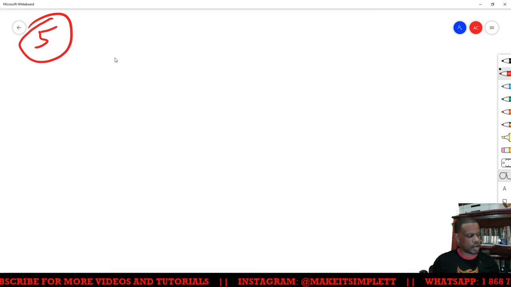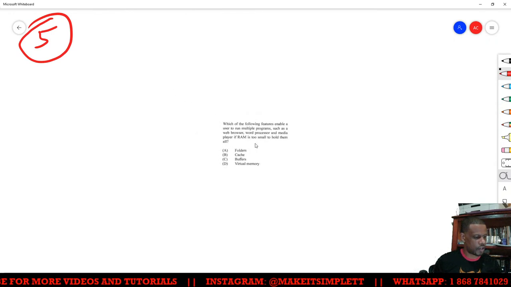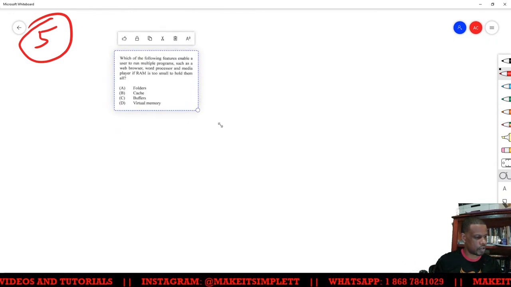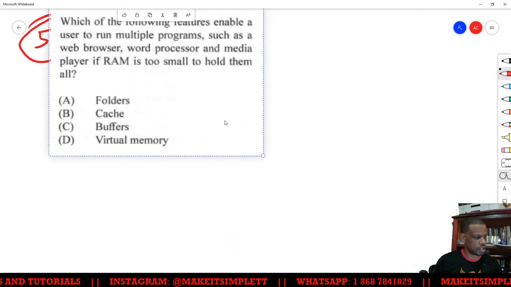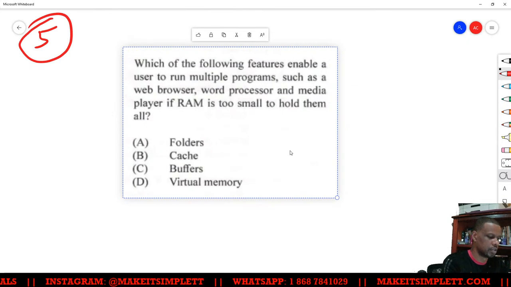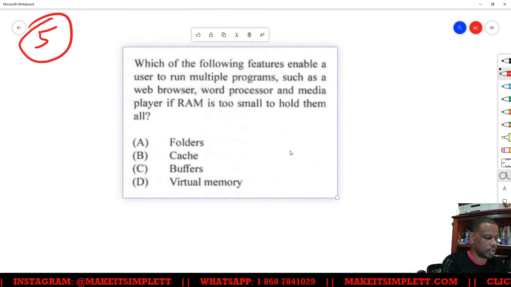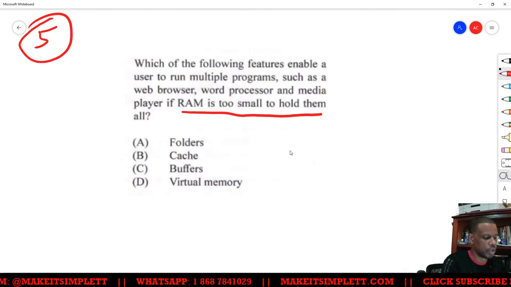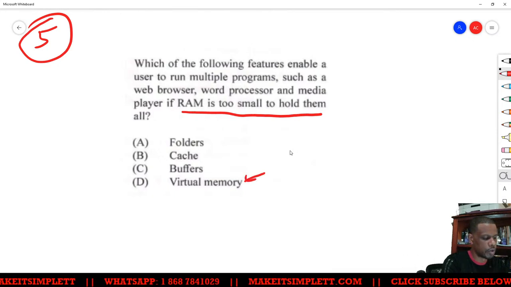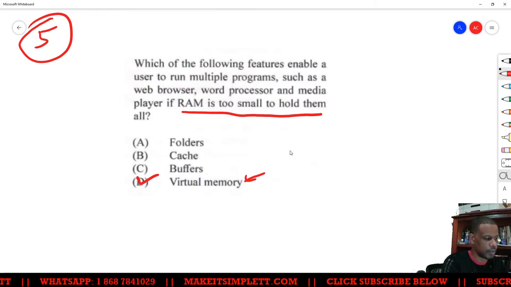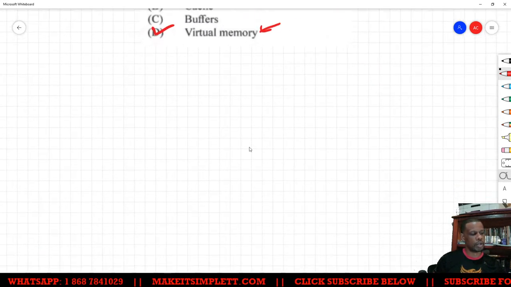Alright, number 5. Which of the following features enables a user to run multiple programs such as a web browser, word processor, and media player when the RAM is too small to hold them? What you are really using is virtual memory, because virtual memory lies and tells you that. Module 3 is usually kind of cakeish.